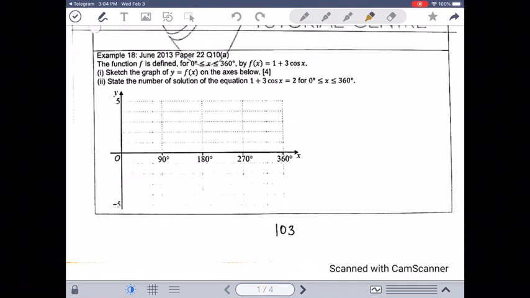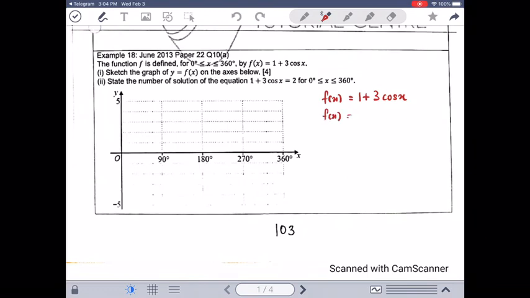The function f is defined for x from 0 until 360 degrees, by f of x equals 1 plus 3 cos x. If we rearrange this equation, it becomes f of x equals 3 cos x plus 1. So we need to sketch this graph.